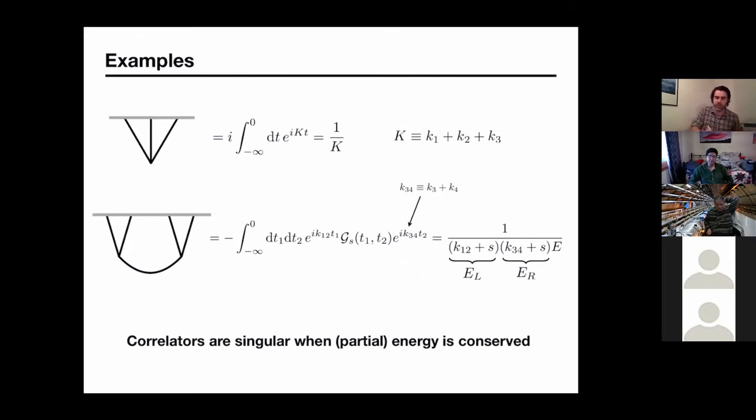You would integrate over the insertion points here with some bulk-to-bulk propagator between them. You can just do the integral, and you find it takes this form. So it depends on the total energy involved in the process here, and then these you can think of as the energies associated to these left and right vertices. The only thing I want you to abstract from this slide is that these correlation functions or wave function coefficients are singular when the energies flowing into a vertex add up to 0. So when the partial energies are conserved, the correlator is singular.